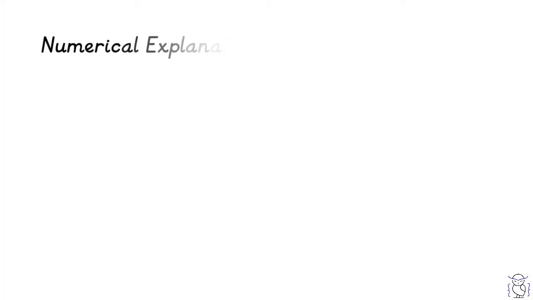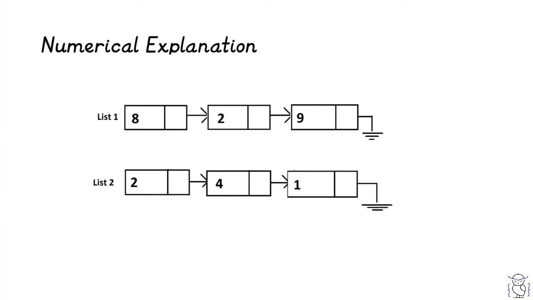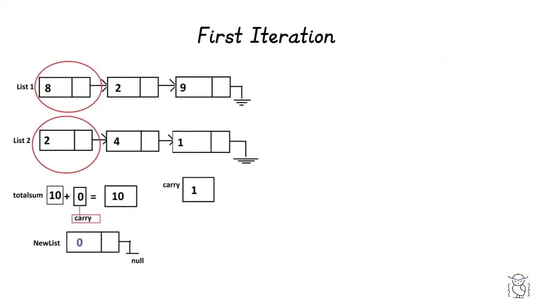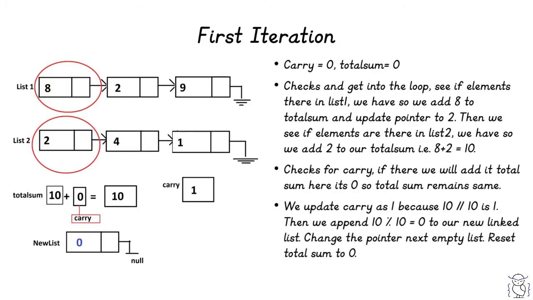Let's go through an example. Let's consider our two linked lists with list 1 as 8, 2, 9 and list 2 as 2, 4, 1. In our first iteration, our carry will be 0, total sum also 0, and with a new empty list called new list. In while loop, we will check if any list or carry has value.